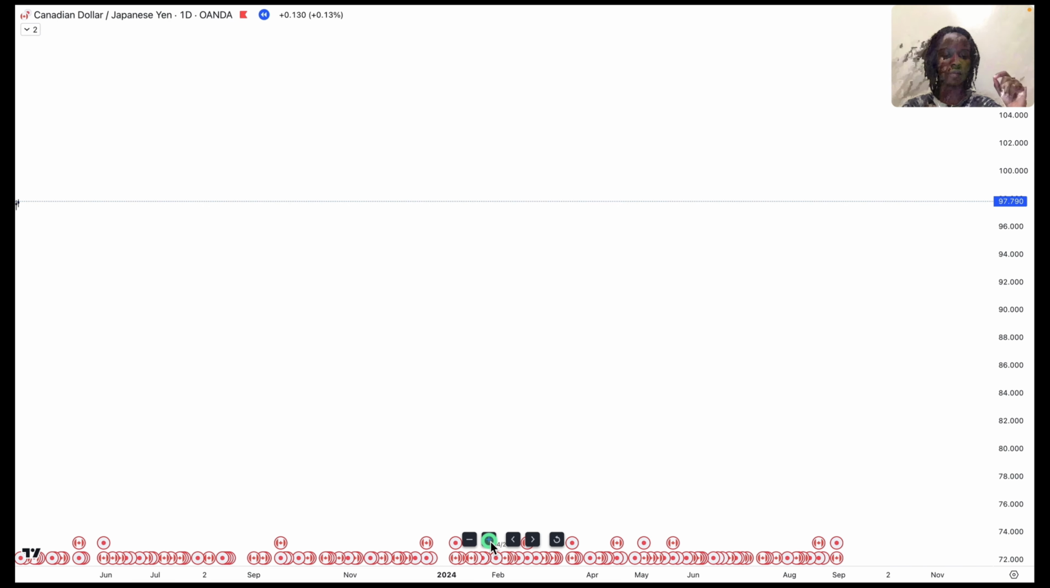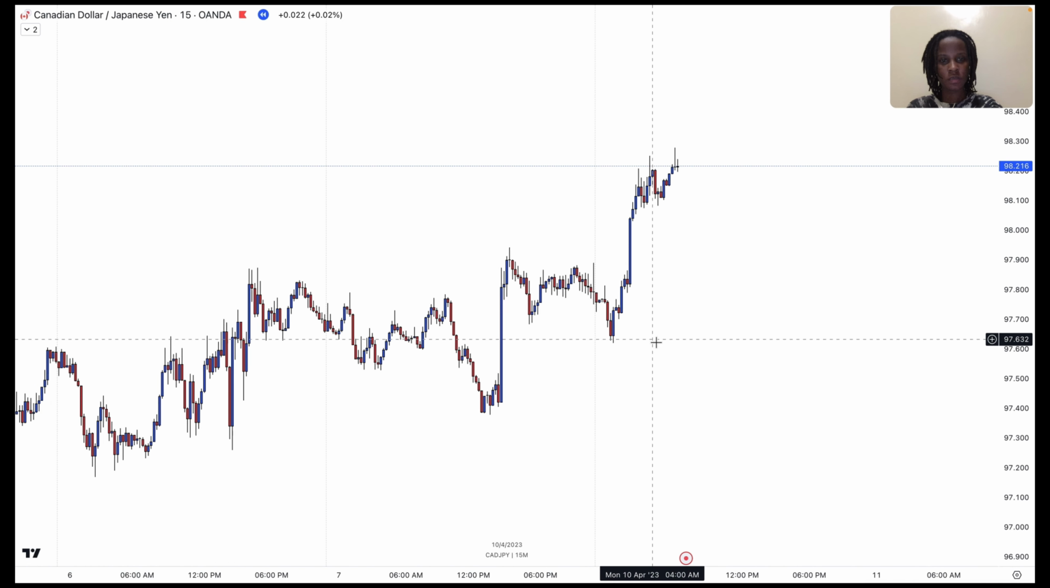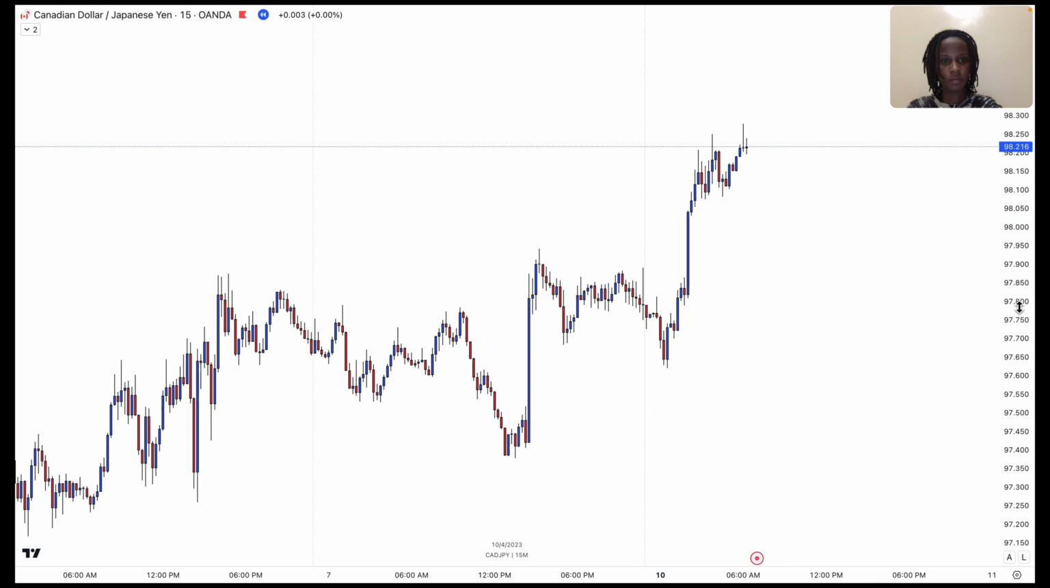So let's go in M15 and search for entries on this day. We're here on the M15. Remember, the first thing you always do is measure the impulse move.